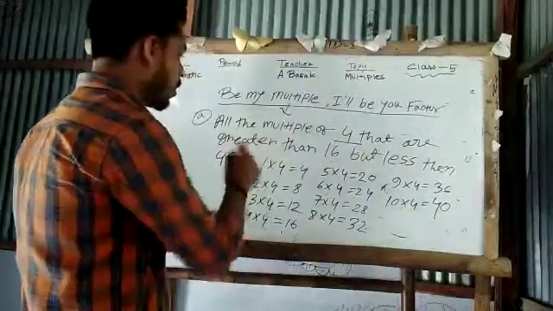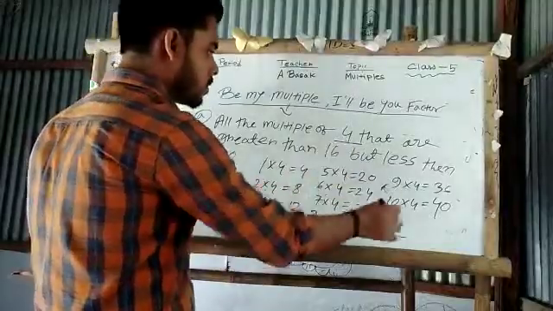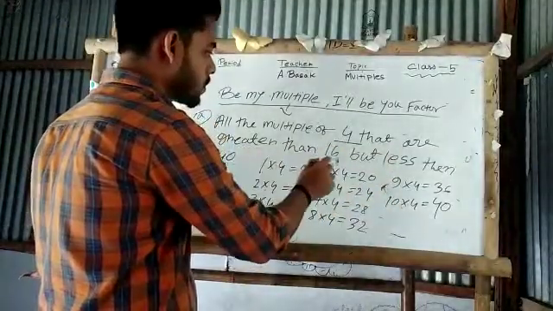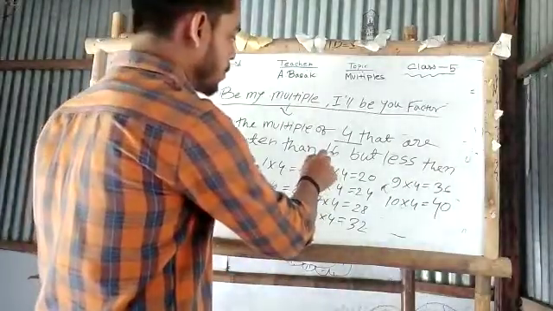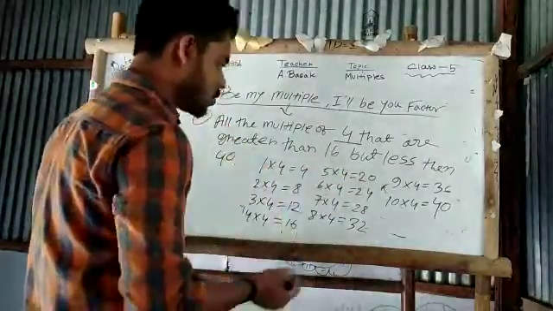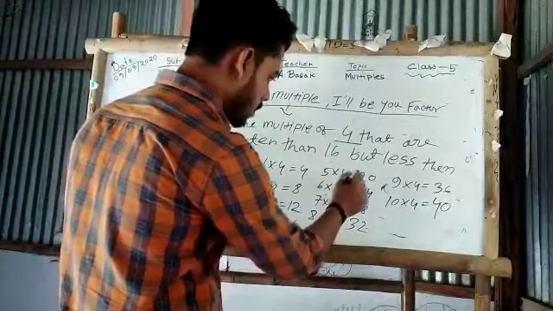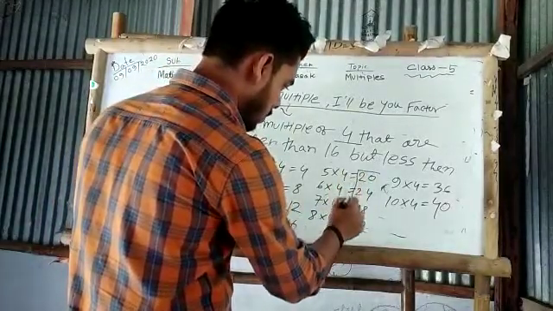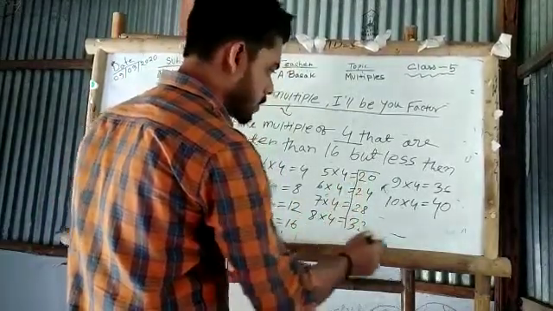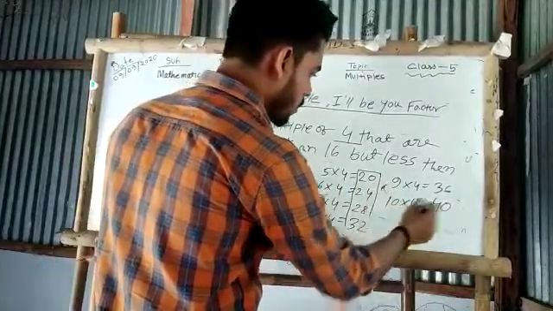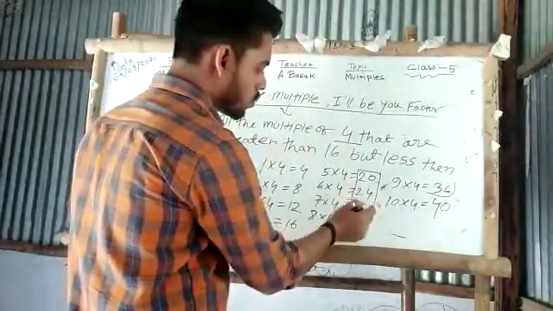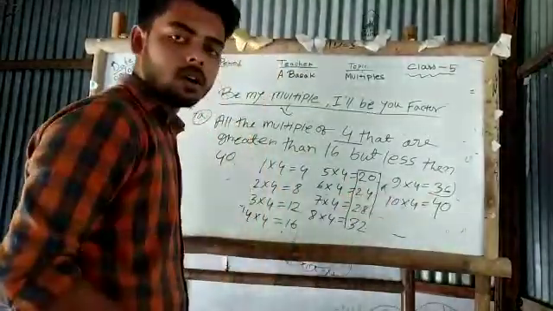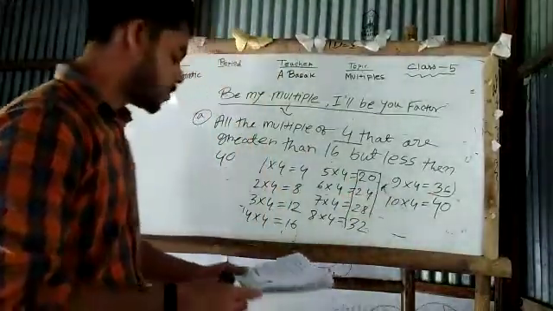So the question is, all the multiples that are greater than 16 but less than 40. That means the number should be lying between 16 and 40. So where is 16? There is 16, and these numbers are greater than 16 and up to that less than 40. That means 1, 2, 3, 4, 5. These 5 multiples are the answer of this question.